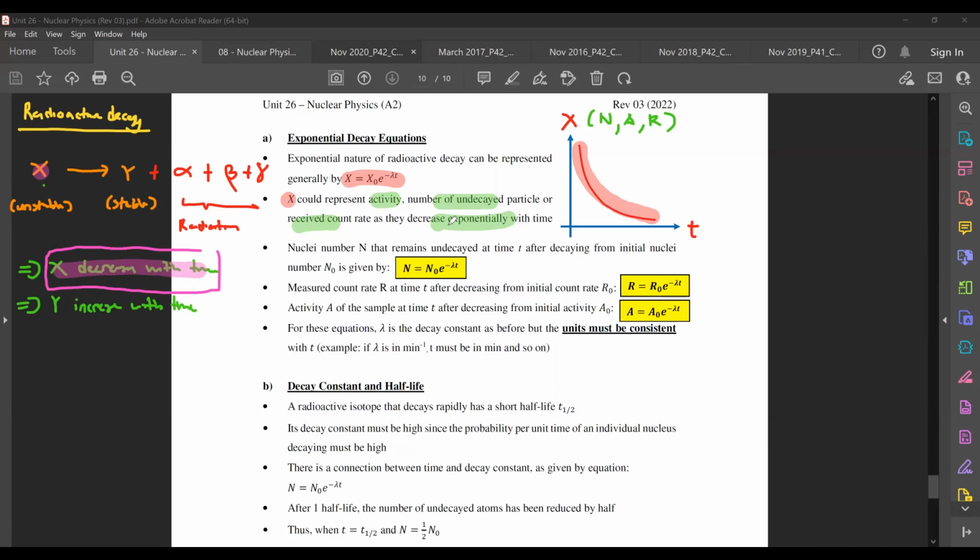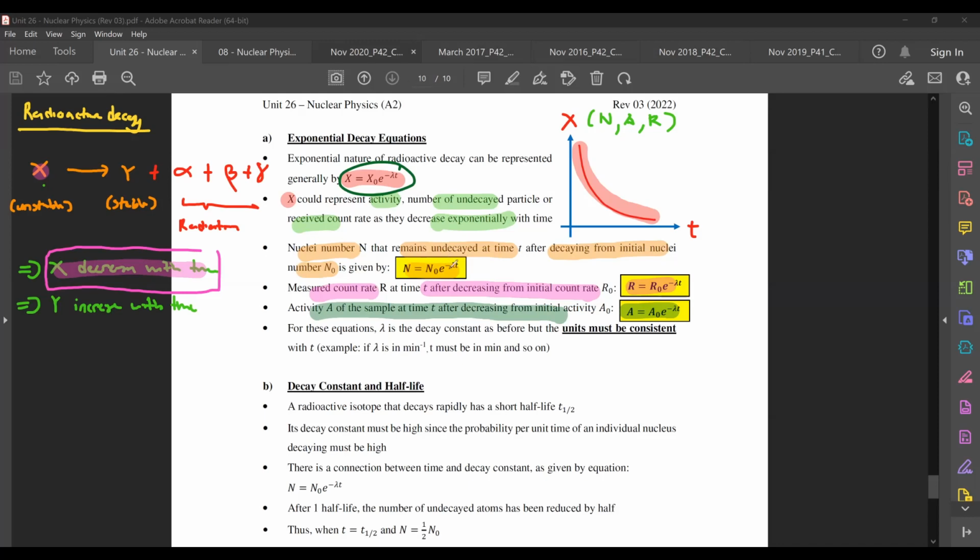Now, if you want to apply it specifically for number of nuclei, n that remains undecayed at time t after decaying from the initial nuclei number n naught is given by this. This one represents the number of nuclei. But if you want to modify it to represent count rate, as it decays exponentially, it will become this. You can also do the same for activity. If you want it to represent activity, it will be this. Notice that it really follows this general equation, just that you're replacing the variables with what you want.